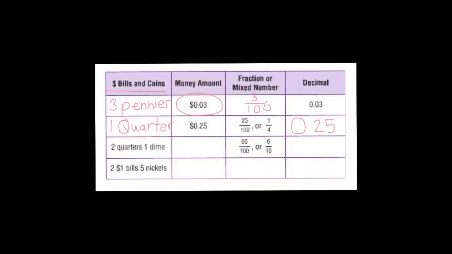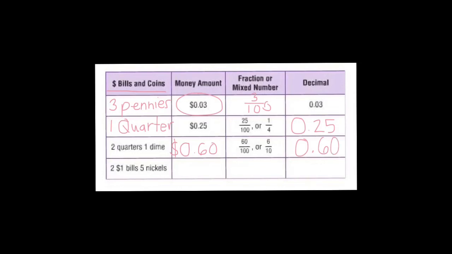Okay, my next one has 2 quarters and 1 dime. So 2 quarters is 50 cents, 1 dime, so that's 60 cents. Please don't forget your dollar sign here. So we simplified it to 6/10, or it originally was 60 hundredths. So I'm going to write it like so as a decimal.